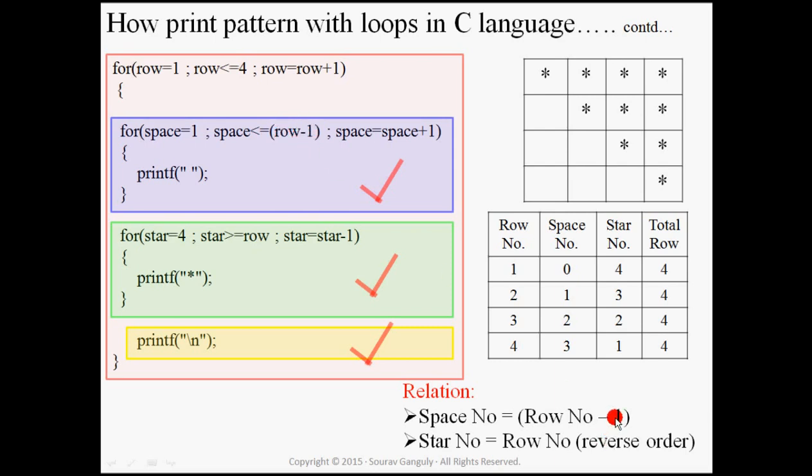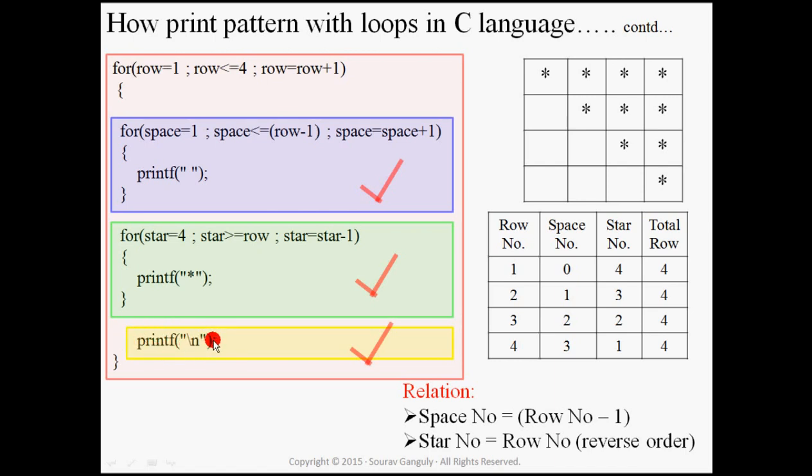This row minus 1 is actually this. So you have to calculate this relation. It will be a very important thing. This is row number minus 1, and space is equal to space plus 1. We increase the value by 1, and we print these spaces here. This is the reverse order. So we initially start with 4, then greater than equal to row number, and decrease the value of star by 1 and print the star.